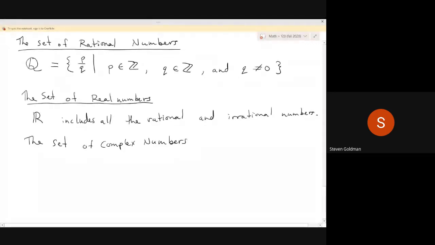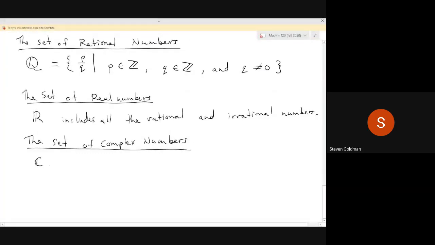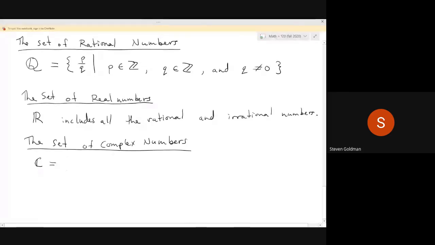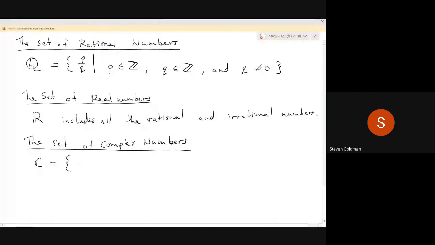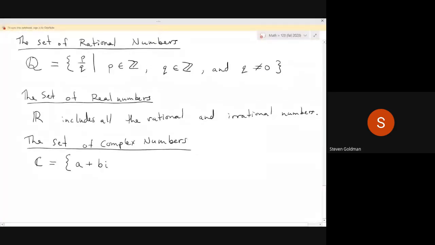The set of complex numbers is represented by a C. It's a set of numbers that include imaginary numbers, right? Imaginary numbers are numbers that include the square root of -1. Again, I'll write this out using set builder notation. It's the set of all numbers of the form a plus bi, such that a is a real number and b is a real number, and i is equal to the square root of -1.